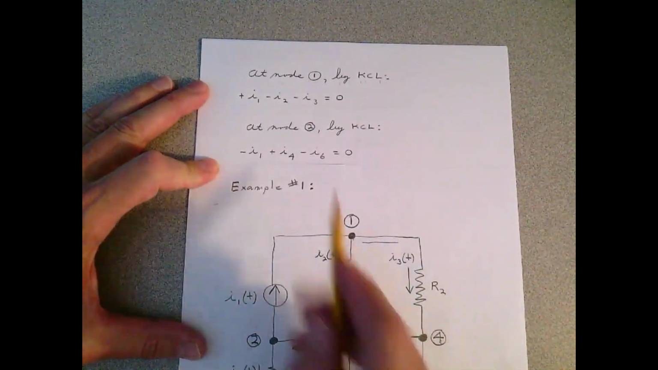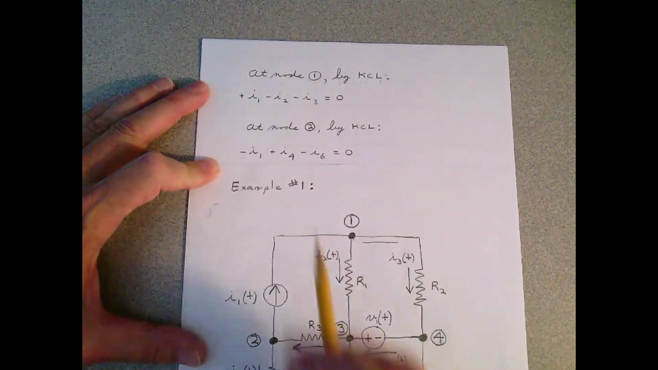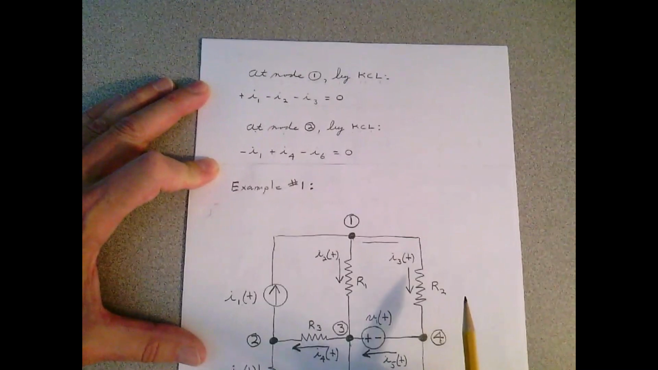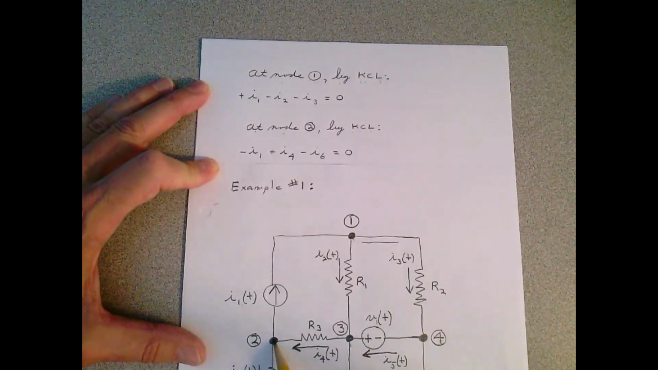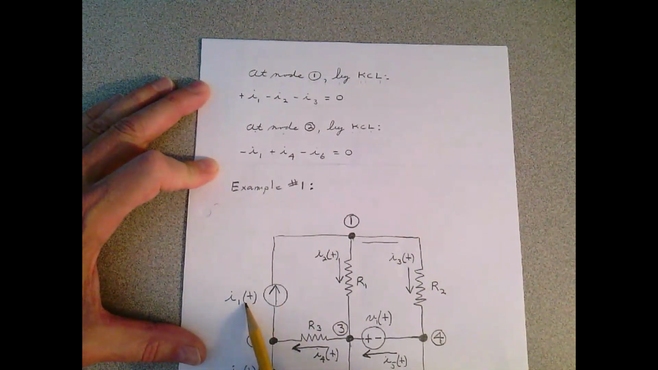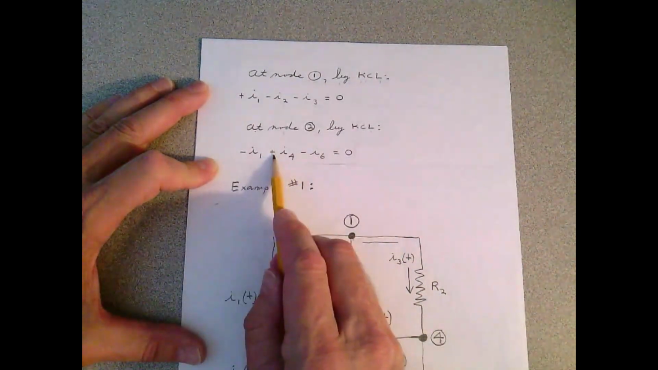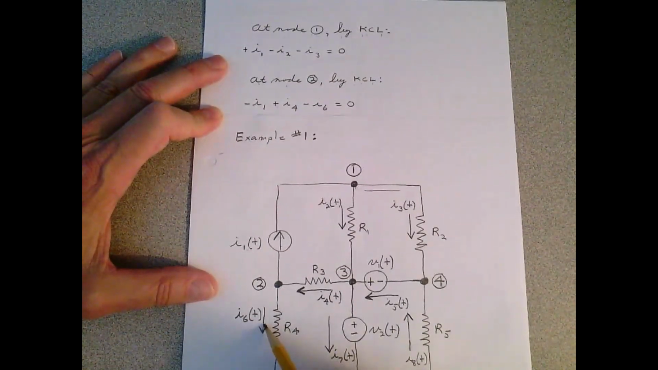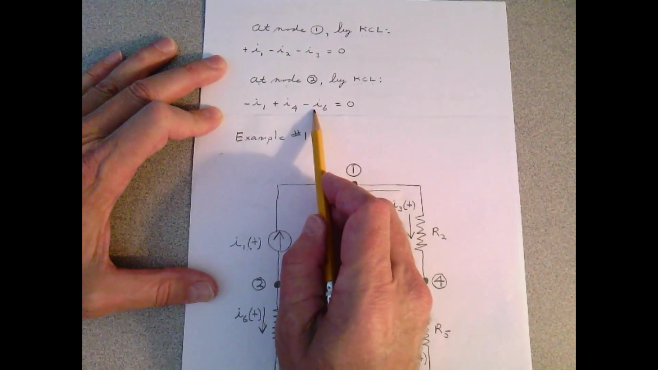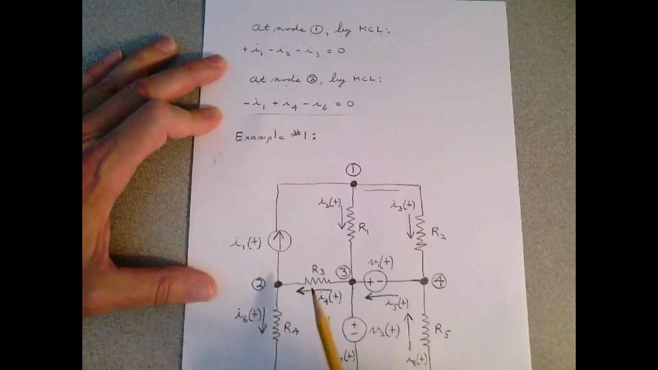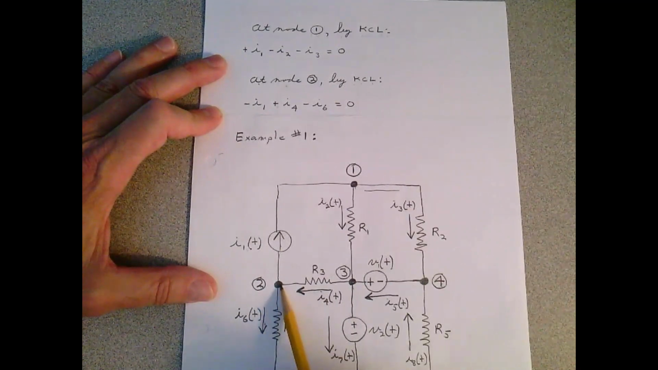Can you look at this and see at node 2 here? At node 2, by Kirchhoff's current law, I have a minus I1 because it's leaving, plus I4 because it's entering, and a minus I6 because it's leaving, equals 0. And before I move on, check how many currents go in and out of that node.